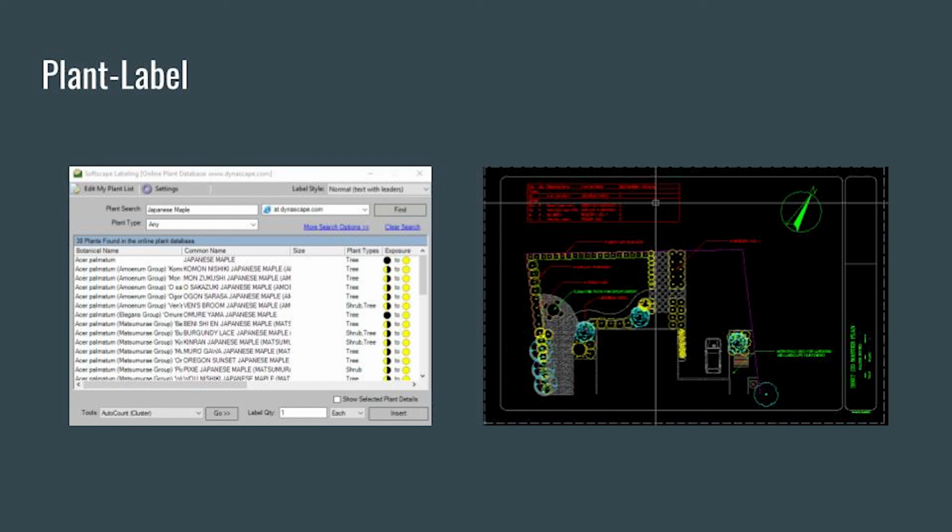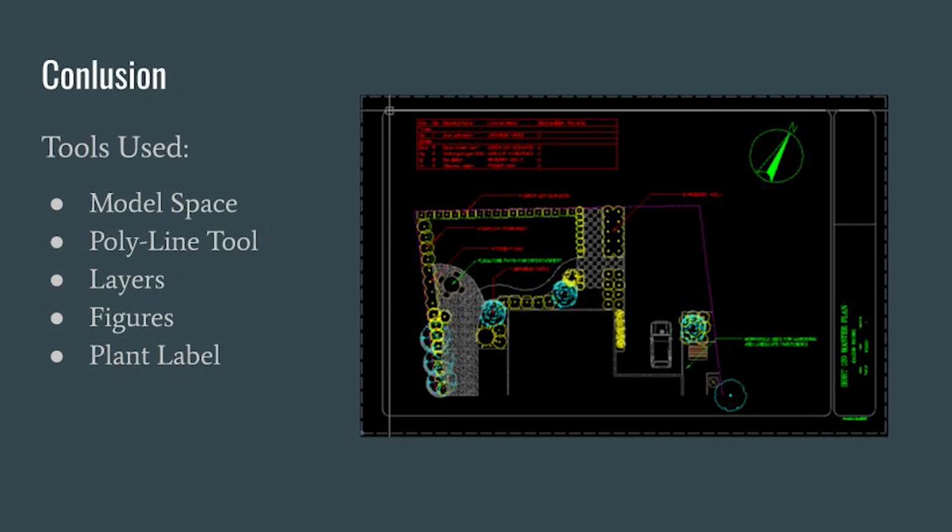Using the plant list function, DynaScape gives you the ability to insert a table of all the plants that you used in the drawing. I did not find the program difficult to understand, and after using it for only a short while, I was able to effectively use the major functions being model space, polyline, layers, figures, and lastly plant labels.